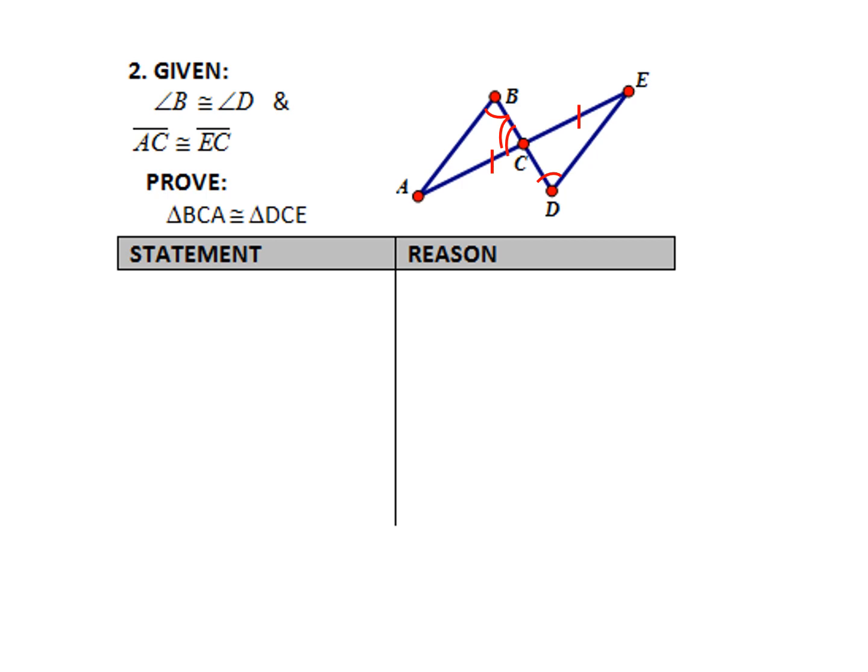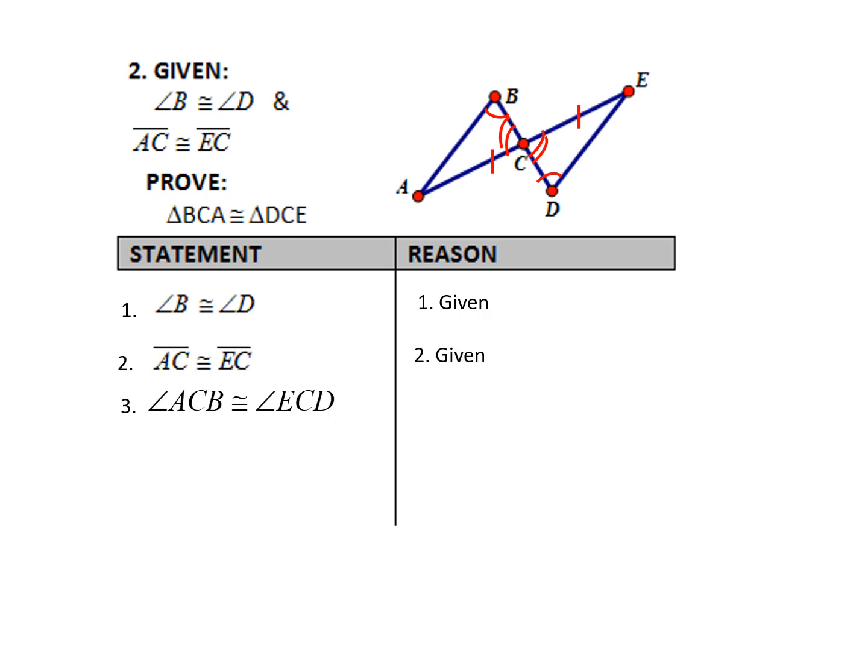So the next thing I would look for is our vertical angles here. As you can see, we got two right there. So when we write this all down, we have our givens first. Then our next one would be angle BCA is congruent to angle DCE, and that is by vertical angles are congruent.